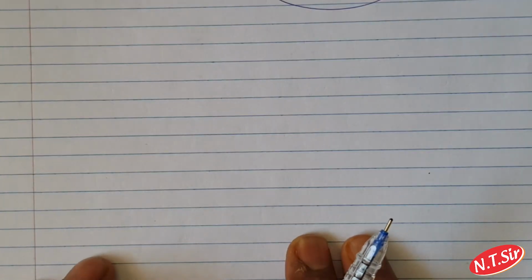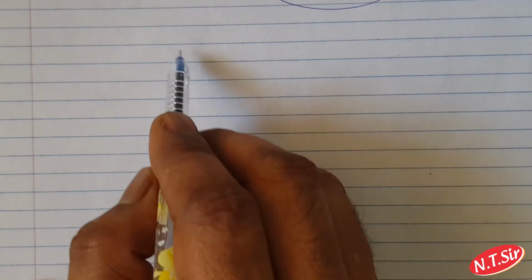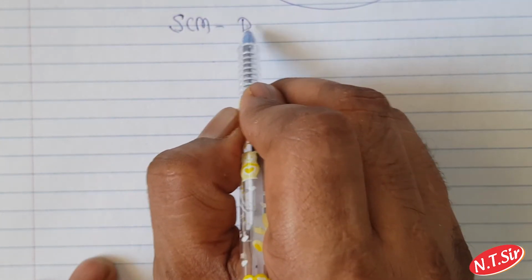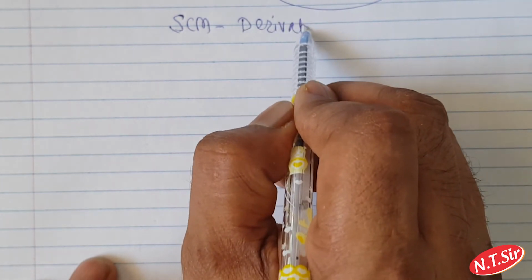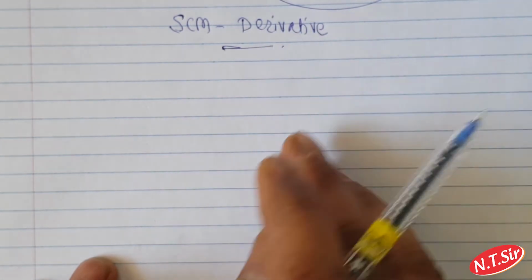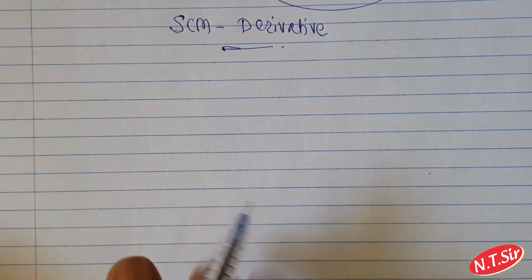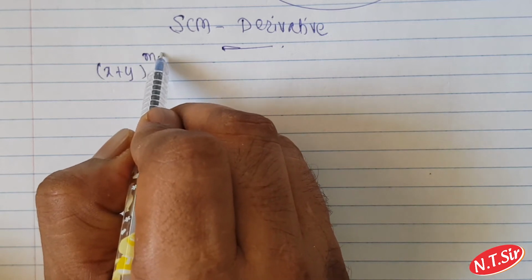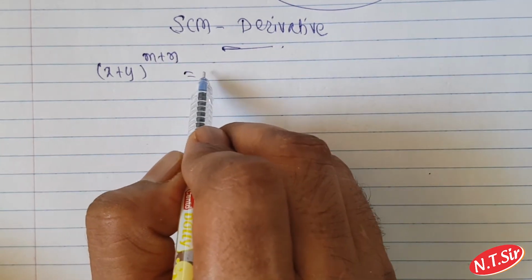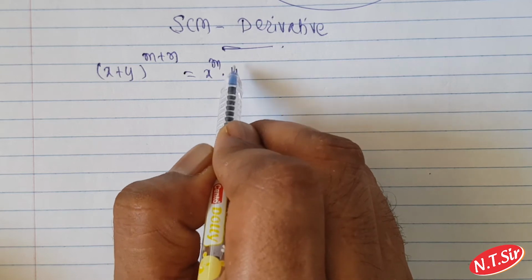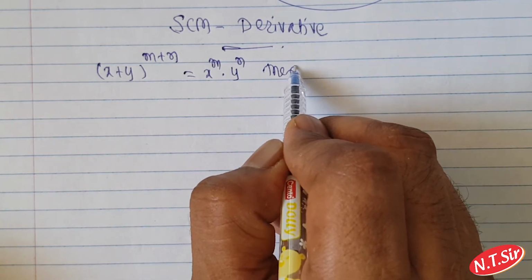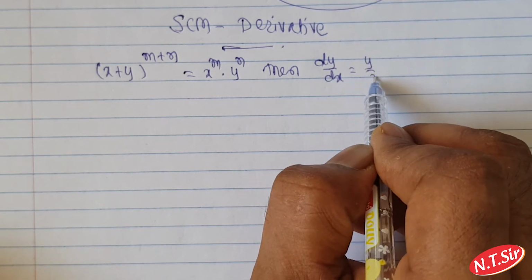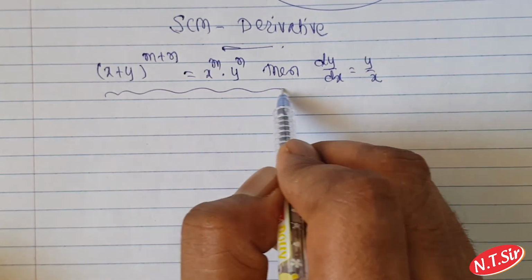Students, once again, I am here to teach you a shortcut method for derivatives. Suppose, first formula: (x plus y) whole raised to m plus n is equal to x raised to m into y raised to n. Then the derivative of this function, dy by dx, is equal to y by x. So remember this as a formula.